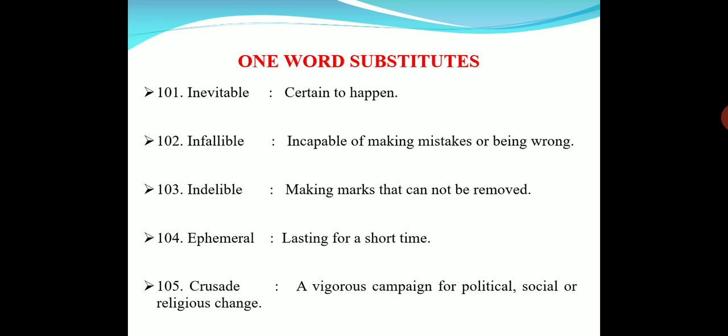And infallible. Infallible means incapable of making mistakes or being wrong. When people are perfect, we say they are infallible. Okay? And indelible. Indelible means making marks that cannot be removed. Indelible marks. And ephemeral, lasting for a short time. If anything lasts only for a short time, it is called ephemeral.